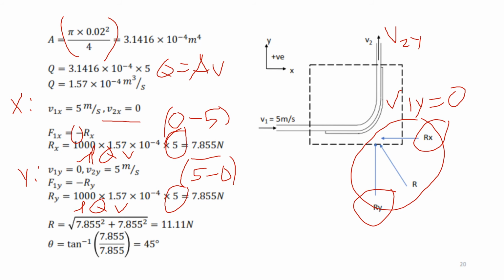And then we can calculate the angle, the direction of the resultant force. So the arctangent of Fy over Fx, and you get the angle as 45 degrees.